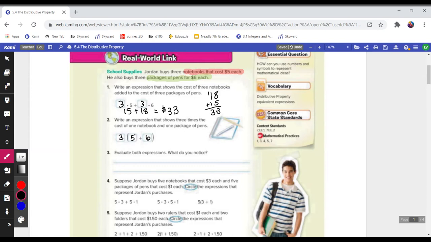Now for number 2, we're going to do the parentheses first. 5 plus 6 is 11. So 3 times 11 equals $33. So if we take 3 times the cost of 1 notebook and 1 package of pens, it's going to cost $33. So for number 3, we evaluate both expressions and it says, what do you notice? Well, the expressions have the same value.